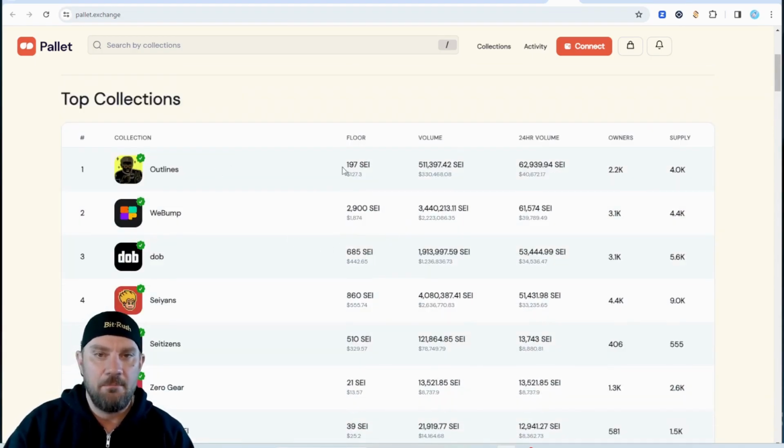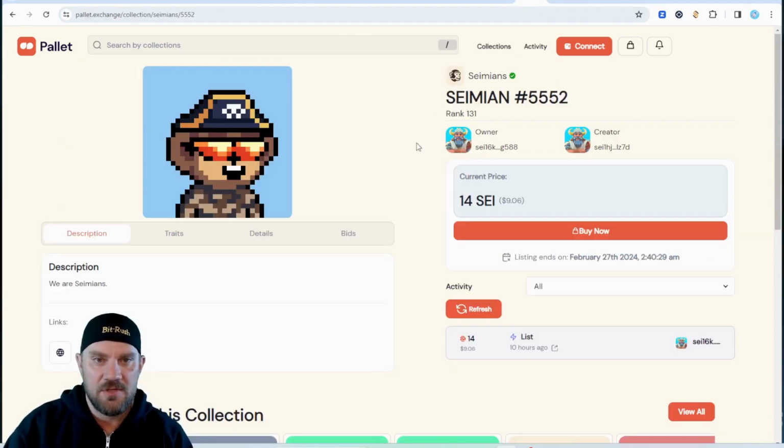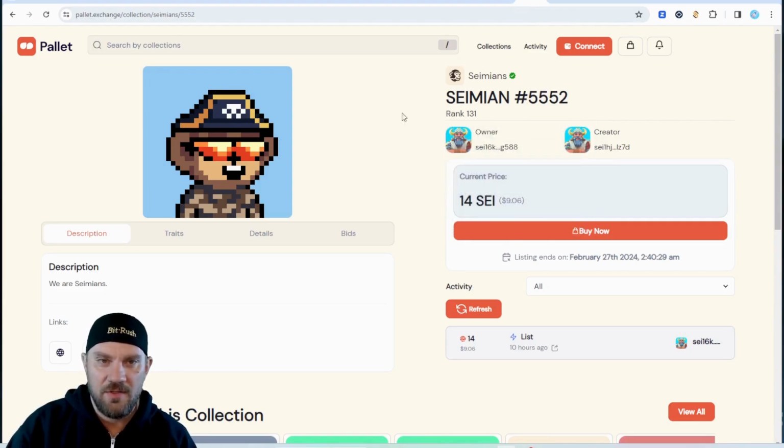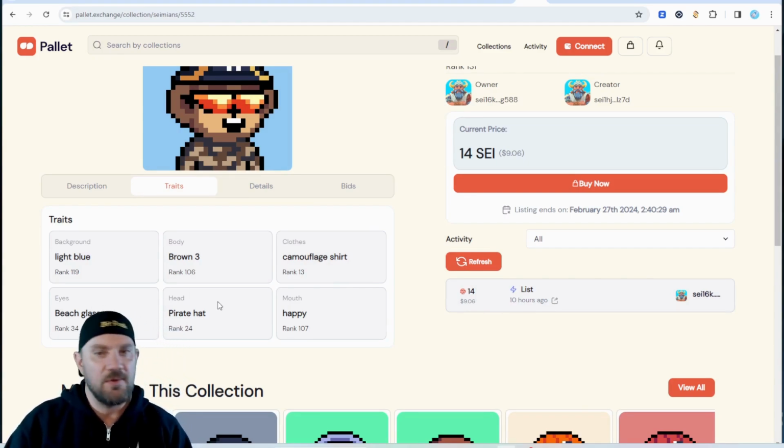So there's definitely some bigger token projects here over on the NFT side. But a lot of them did start out very small, just like we're seeing with this one. And so I'm going to purchase this guy. He's actually ranked number 131 by rarity, but I really like, he has the pirate hat. He's got a camo shirt and he does have the sunglasses here. Let's see if, yeah, beach glasses, I guess they're officially what those are called.